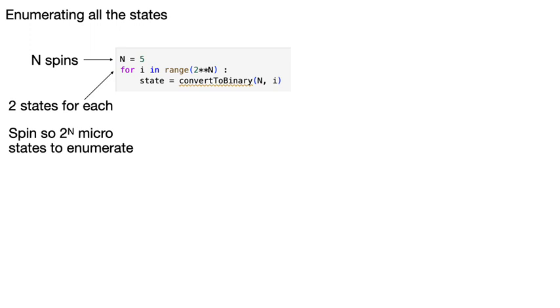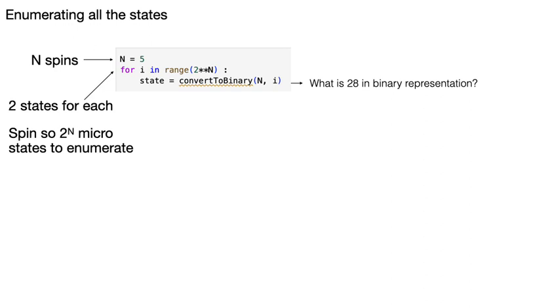Inside the loop, to generate each microstate, we call a function called convert to binary that takes the number of particles and the loop index as input. This function will return the microstate by converting the number that is passed to it to its representation in binary. This is relatively simple, but there is still one issue that we need to address. How do we convert numbers to binary? Alternatively, how can we convert the number 28 to its binary representation?